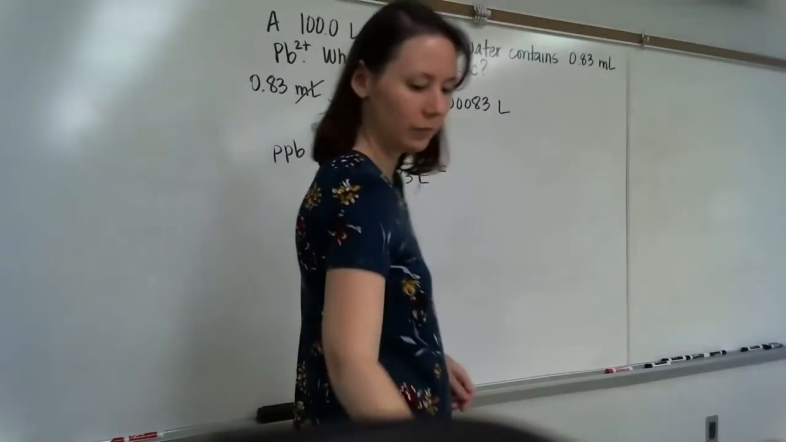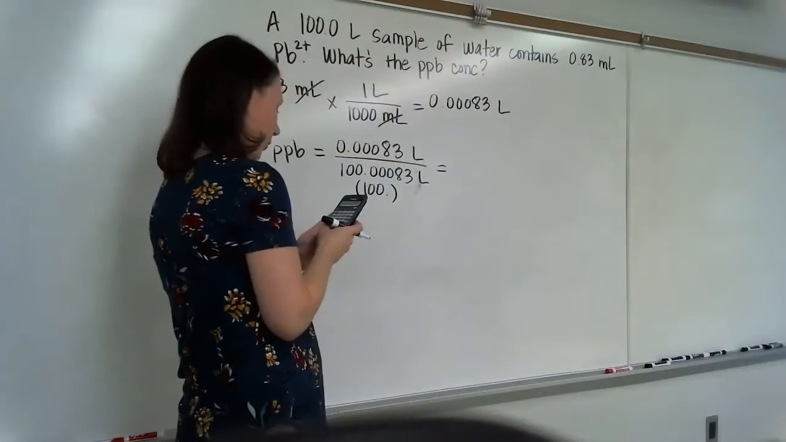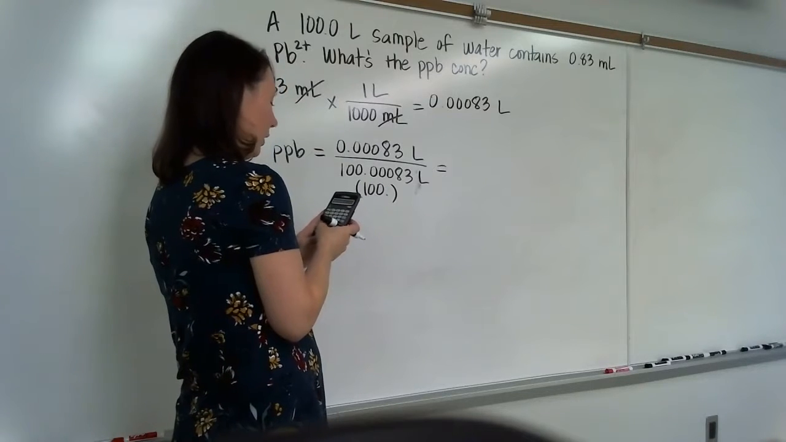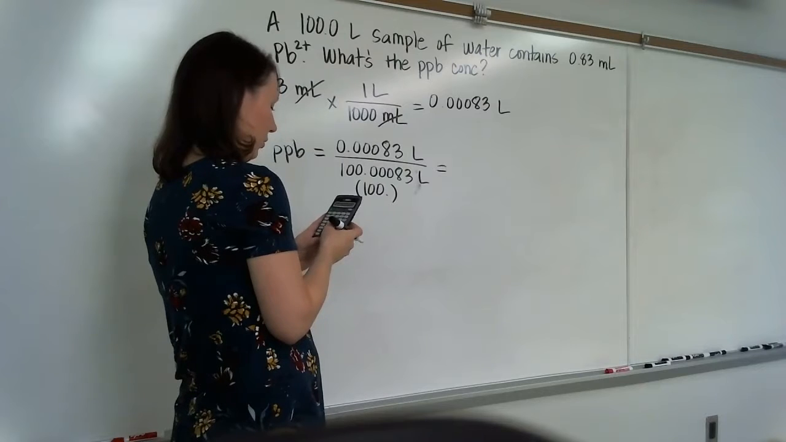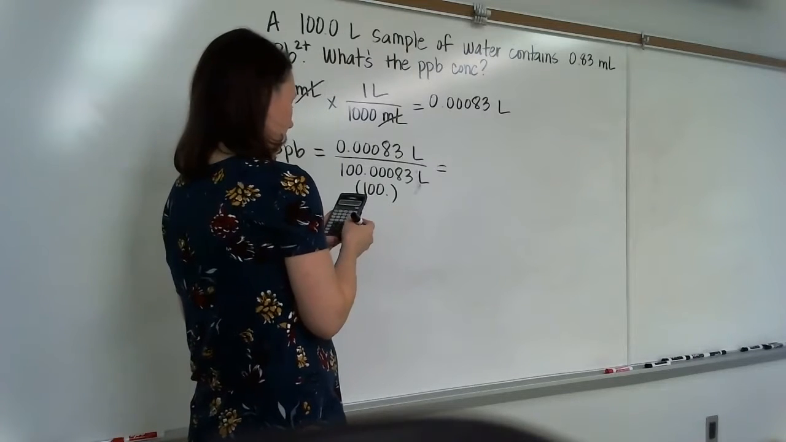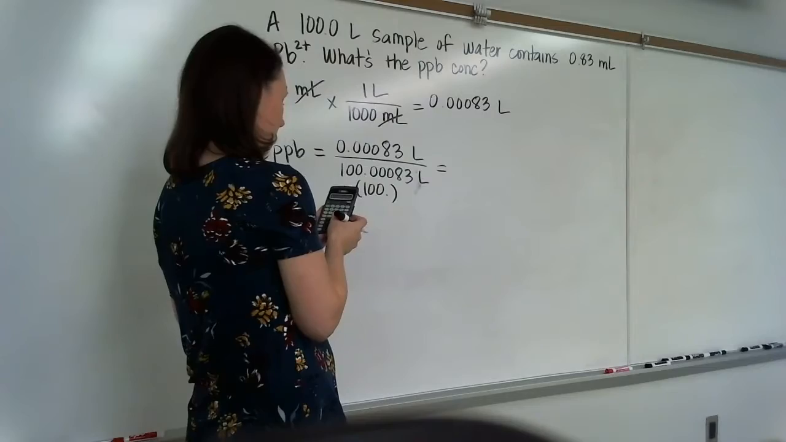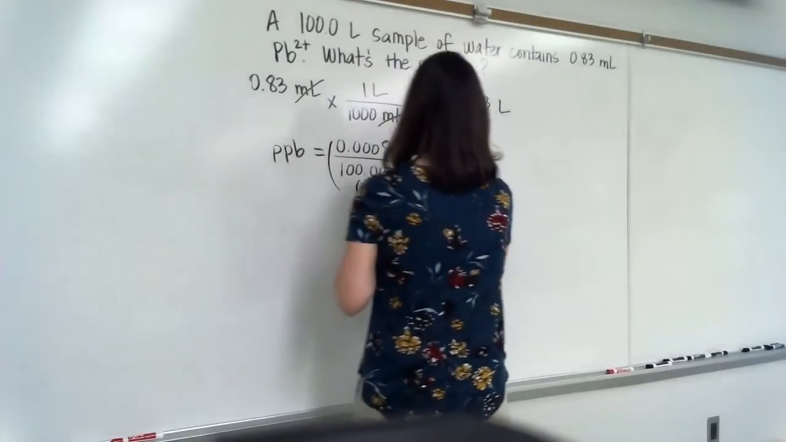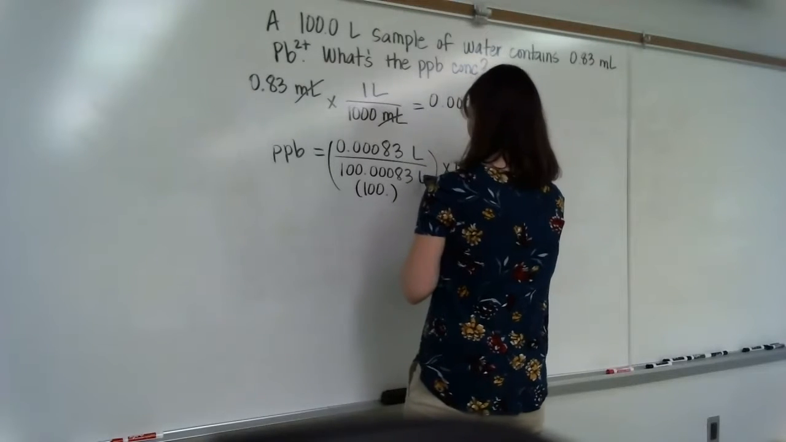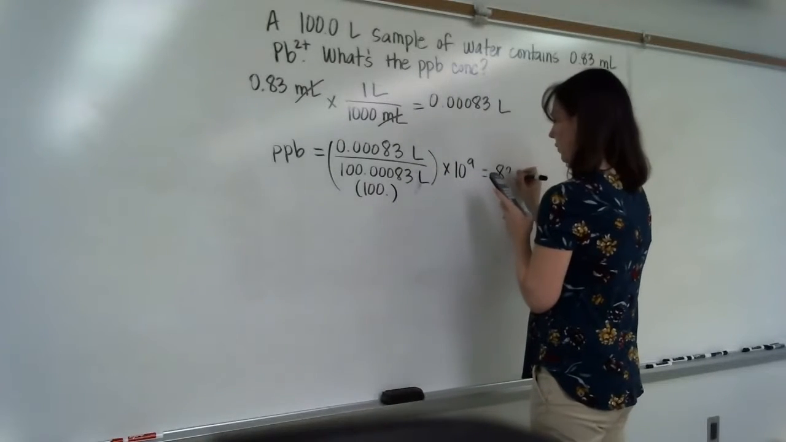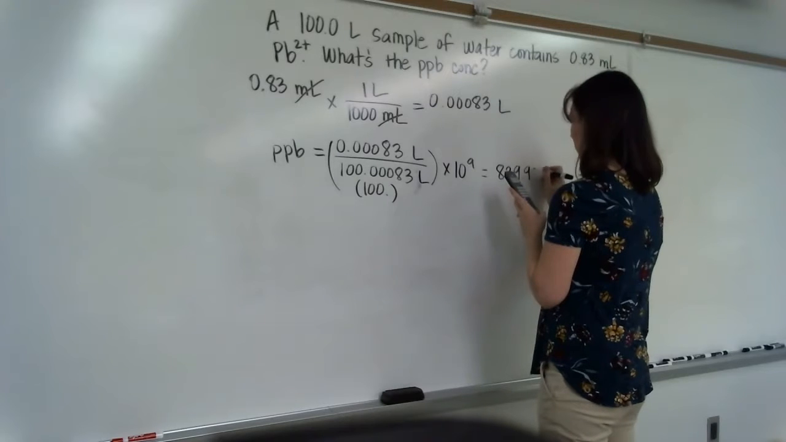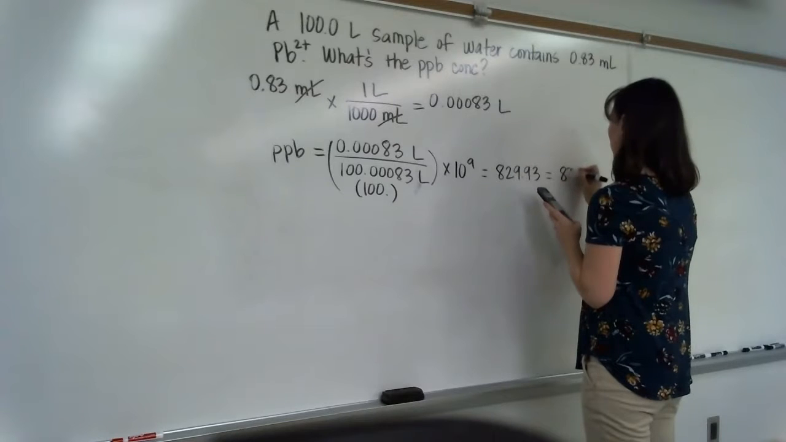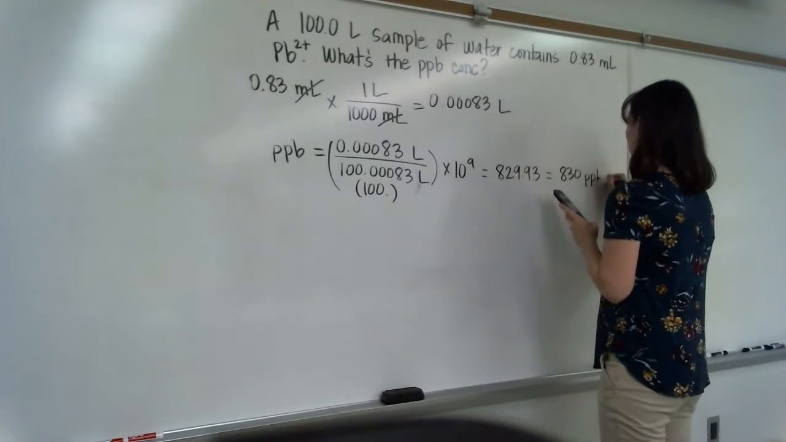So, just for fun, we'll calculate it both ways. 0.00083 divided by 100.00083 gives us, and then times 10 to the 9. 829.93, which we'll keep to 3 sig figs, or 2 sig figs, would be 830 ppb.